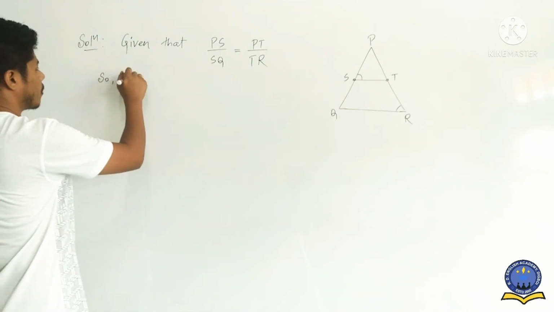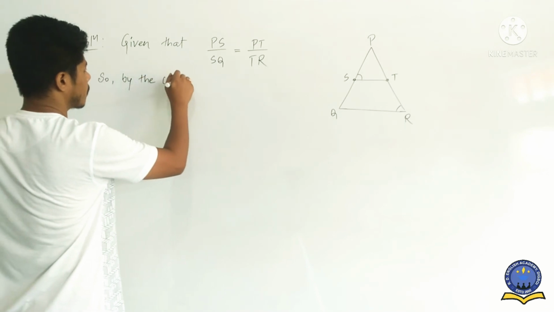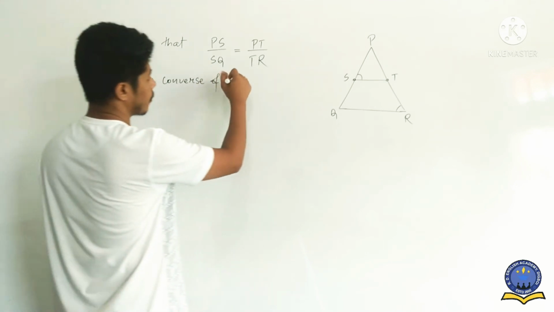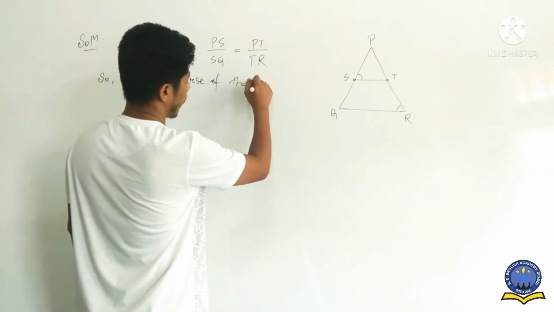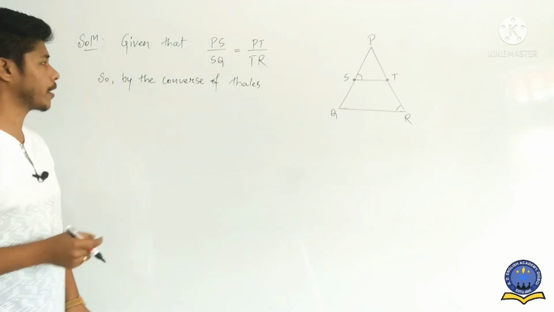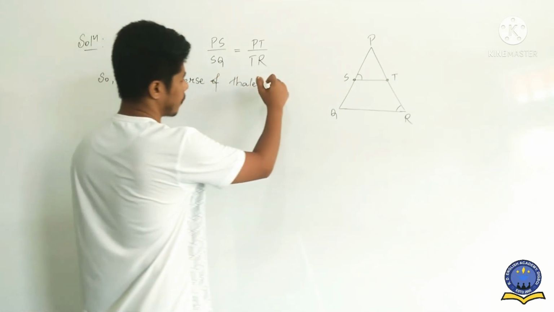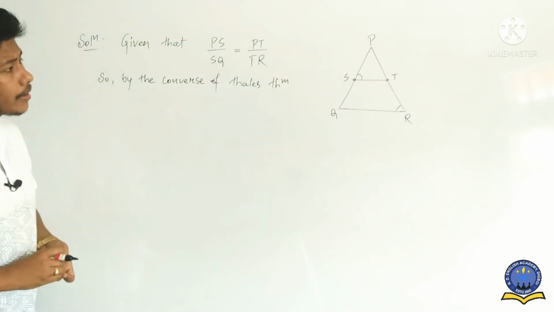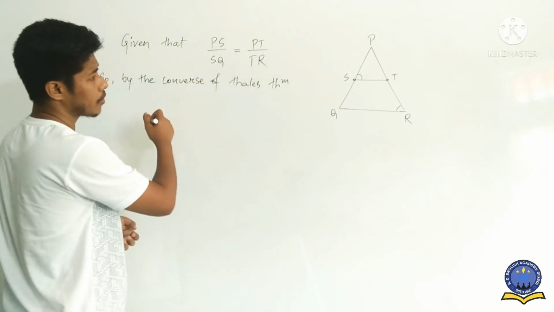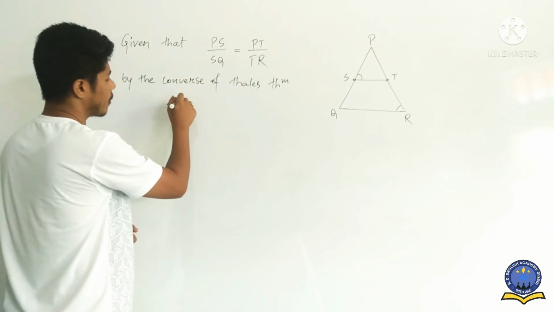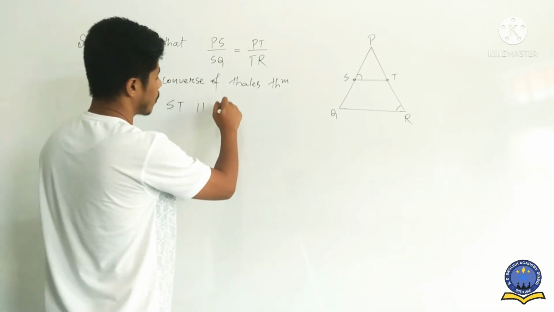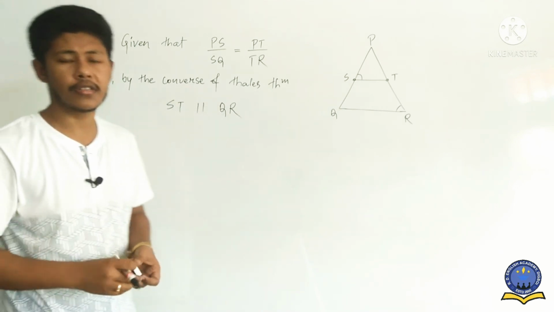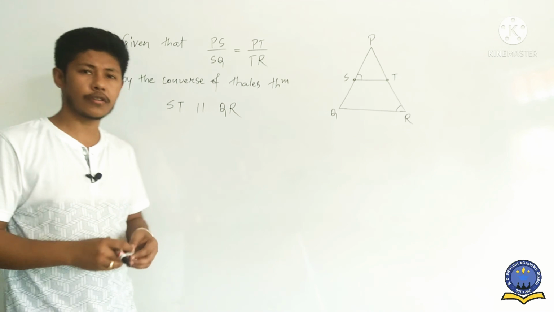So you have to write: by the converse of Thales theorem, or simply you can write, by converse of the Thales theorem. You can write whatever you want. By the converse of Thales theorem, ratios are equal, so easily we can write ST is parallel to QR. This one is the converse of Thales theorem. I think all of you understood this one.